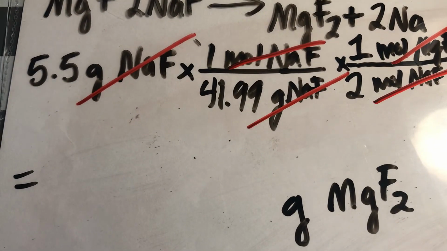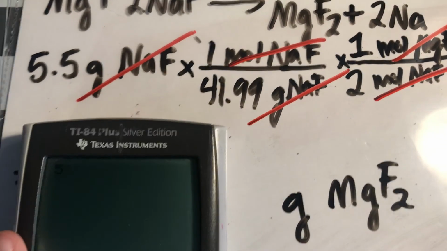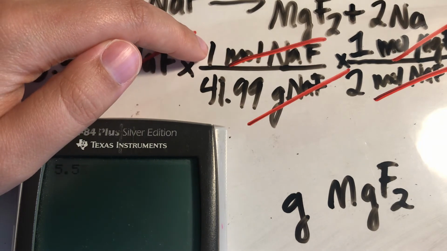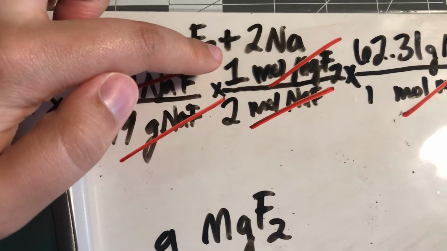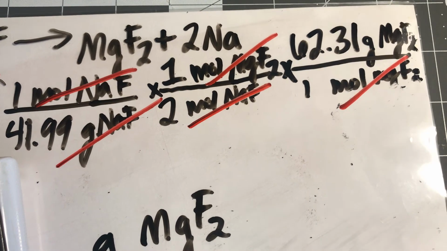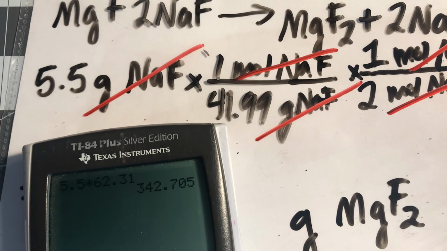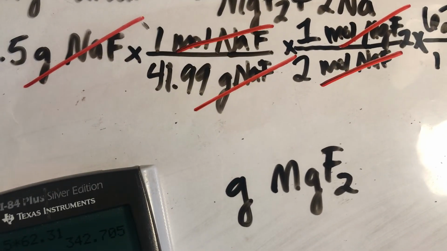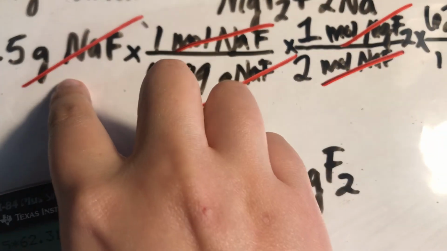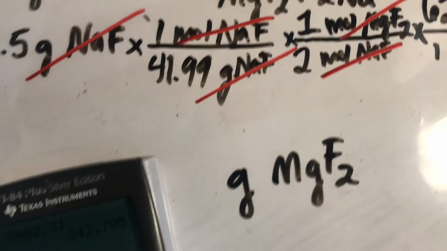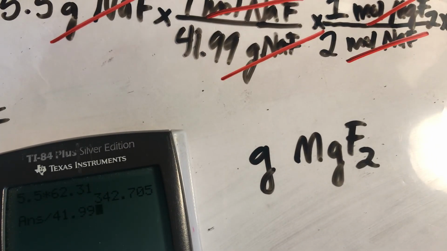So now let me show you what I'm doing. I have my 5.5, times my 1, big brain time, I'm not going to do that, times my 62.31. Enter. I have 342.705, but we ain't done yet. Now we need to do our bottoms. So we now divide by everything on the bottom. I'm not going to divide by the implied 1. I will divide by 41.99, and then press enter.